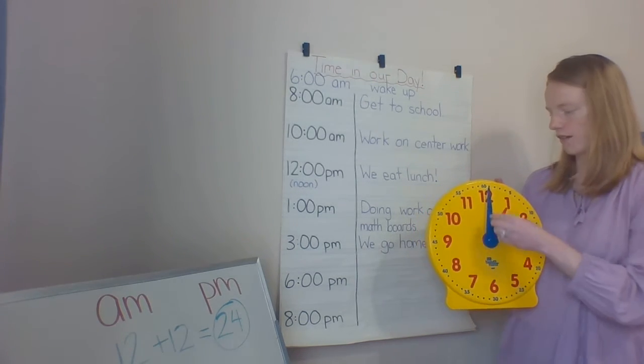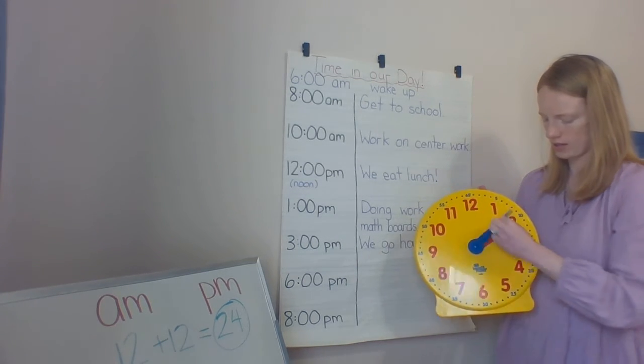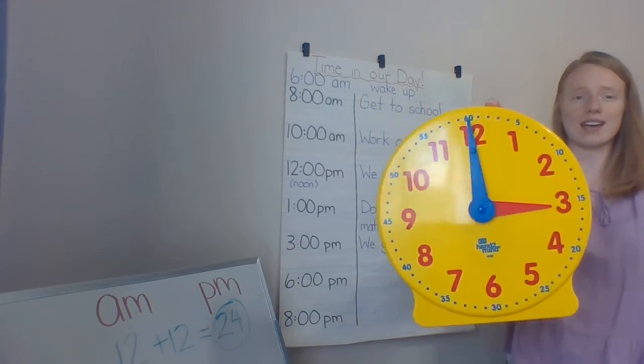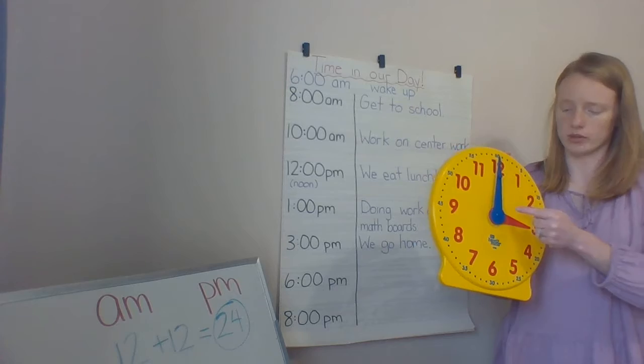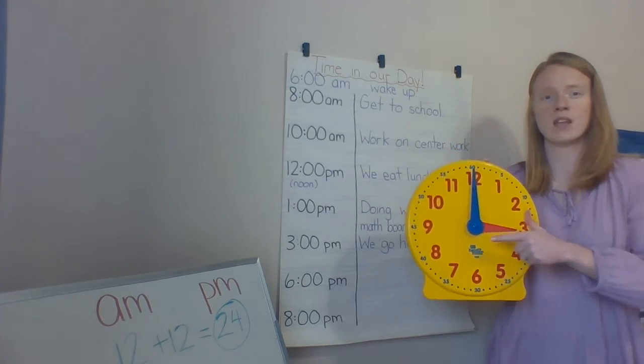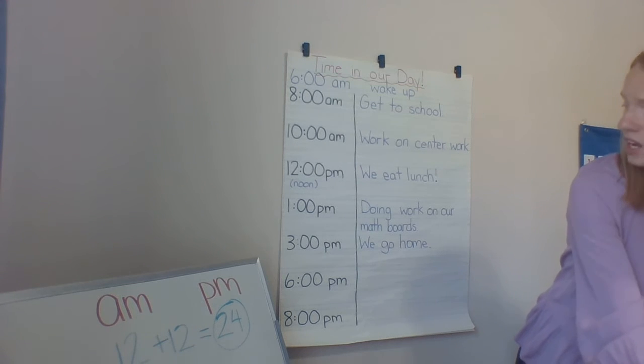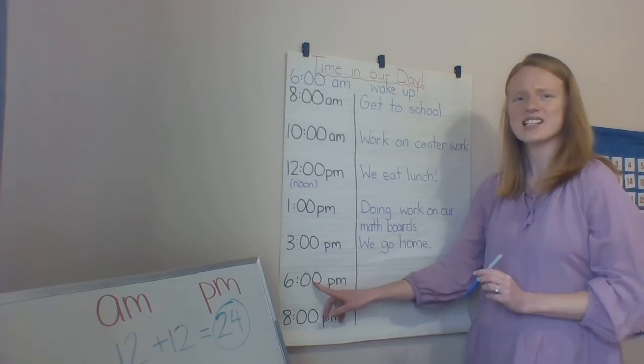So there's 1 o'clock for doing work on our math boards. And then when the clock reads 3 o'clock, it is time to go home from school. So the hour hand is on the 3, and the minute hand is straight up in the air at the 12. Okay, so 6 o'clock.